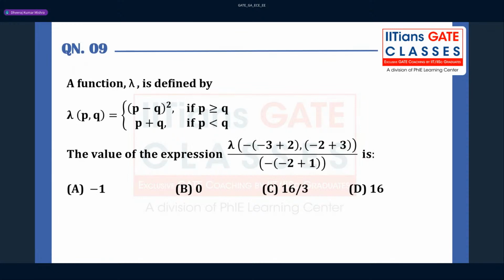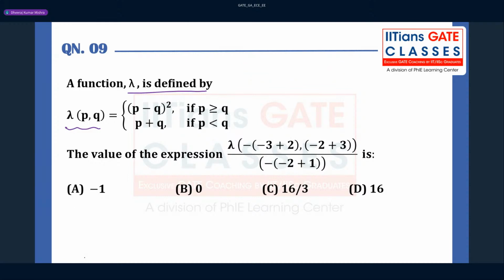Let us see this question. The function lambda is defined by, lambda is what? P and Q, P minus Q square, right? All these are given, okay? Don't waste your time on writing, okay? So directly attack the question, right? I just started writing, but I should not recommend anybody to write anything. Okay?